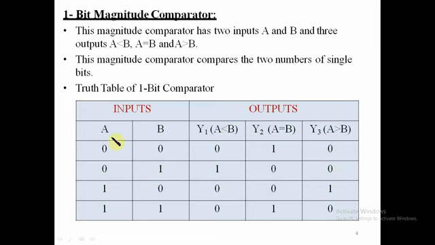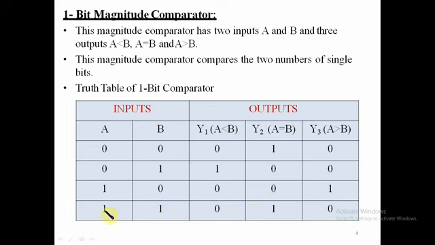Next input: a is 1 and b is 0, which means a has the highest value and b the lowest, so a is greater than b. Here the output is 1, and the remaining are 0. Okay.